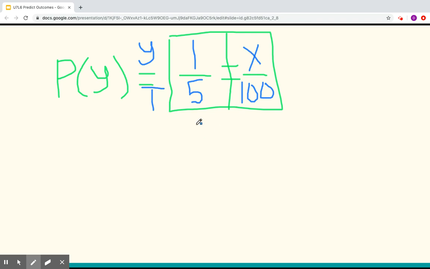5 times X is 5X. Bring down your equal sign. 1 times 100 is 100. And we have a one-step equation. This is the same thing as 5 times X. So to get rid of that 5, what we want to do is do the opposite of multiplying by 5, which is to divide by 5.